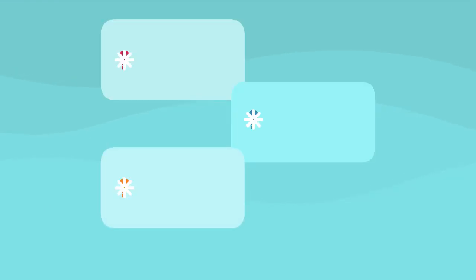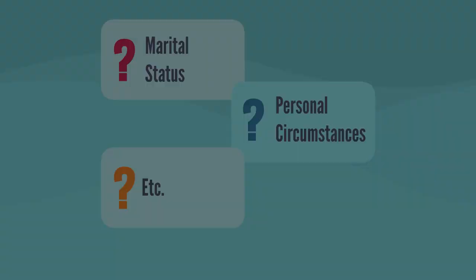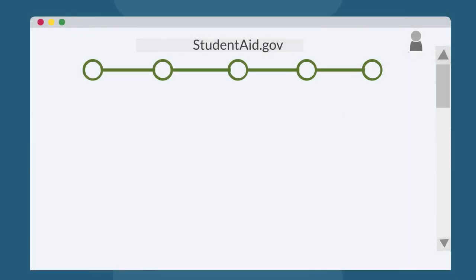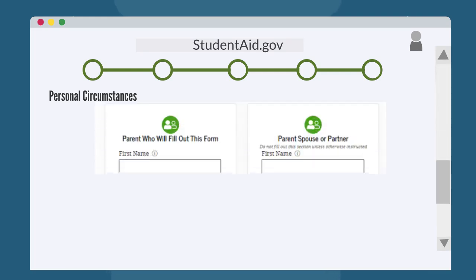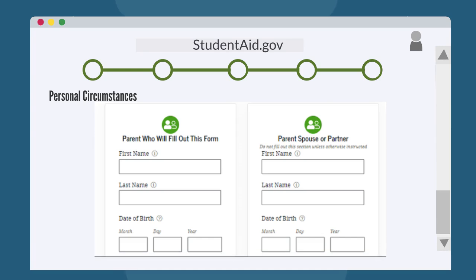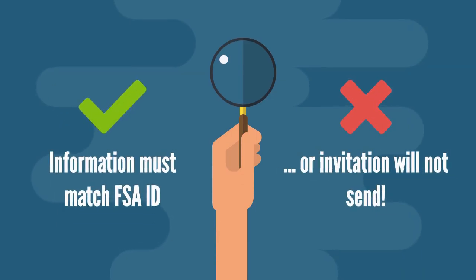Step 3. When the student completes their section of the FAFSA, they will be asked a series of questions to determine if parent information is required. If parent info is needed, the student will be asked to invite their parent to complete the parent section by listing their parent's legal name, date of birth, and social security number. The information they enter is verified behind the scenes and must match the info the parent used when creating their FSA ID. If the student enters the wrong social security number, for example, the invitation will not send. Double check the information before moving on.